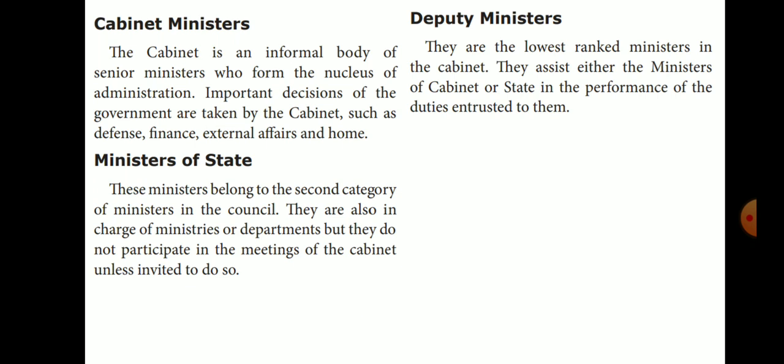Now we'll move on to the third rank position for the Council of Ministers, that is, your deputy ministers. They are the lowest ranked ministers and they assist either the cabinet minister or the minister of state in performance of the duties entrusted to them. So in the need of an emergency, the duties are assigned to them. So those duties are performed in a proper way by the deputy minister.